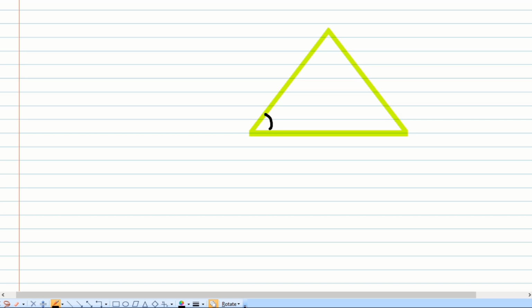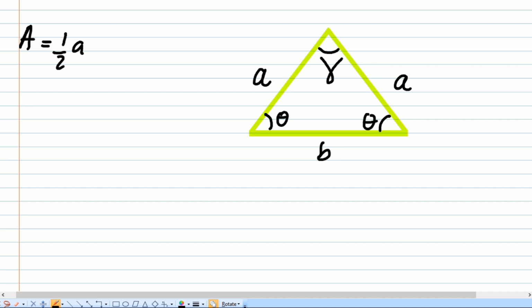So for an isosceles triangle, what do we know about it? We don't know what the angles are. The angles are not anything specific like that of an equilateral, but if this is theta, this has to be theta, and then we can just call this gamma. If this is A, this also has to be A, this can be B, all right? So using the formula again, half AB sine theta, because we don't know the height, the area will be half AB sine theta.